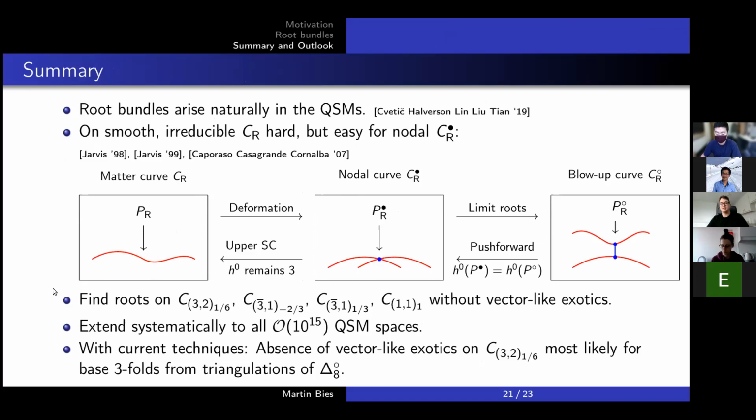And we can also extend this systematically to all QSM bases, thereby arguing that it seems most likely at this point with the current techniques that if you take a base space obtained from a triangulation of delta 8, then you are in. That seems to be the most likely scenario for having no vector-like exotics.